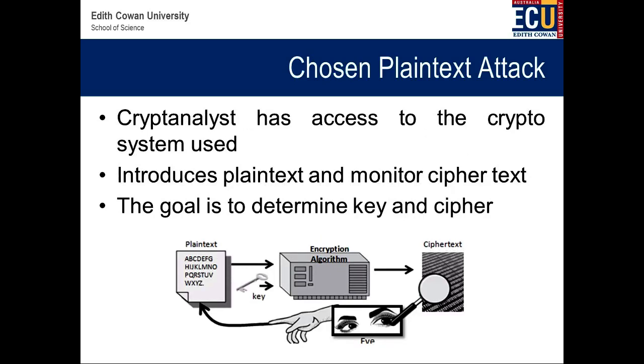The third category of attacking crypto is the chosen plain text attack. In this category, the cryptanalyst has access to the crypto system used. So the cryptanalyst knows what the algorithm is, introduces plain text and monitors the ciphertext, and the goal is to determine the key and the cipher.